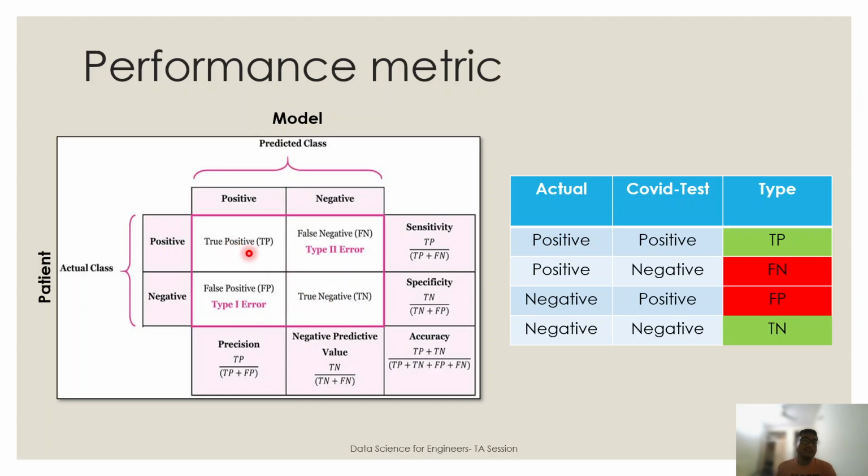Accuracy means these diagonal elements. TP and TN are where they are giving the correct result. So what exactly does accuracy mean? Correct divided by whatever number of tests I did. That will tell the accuracy of your model.